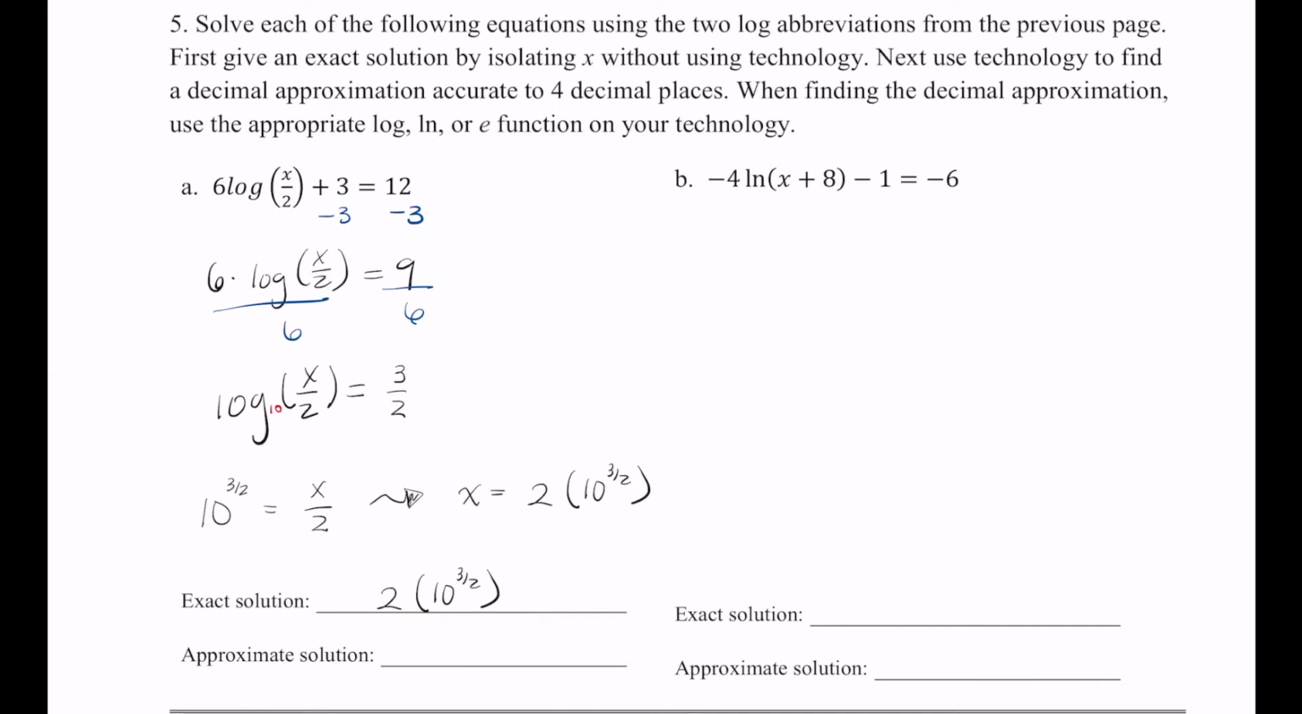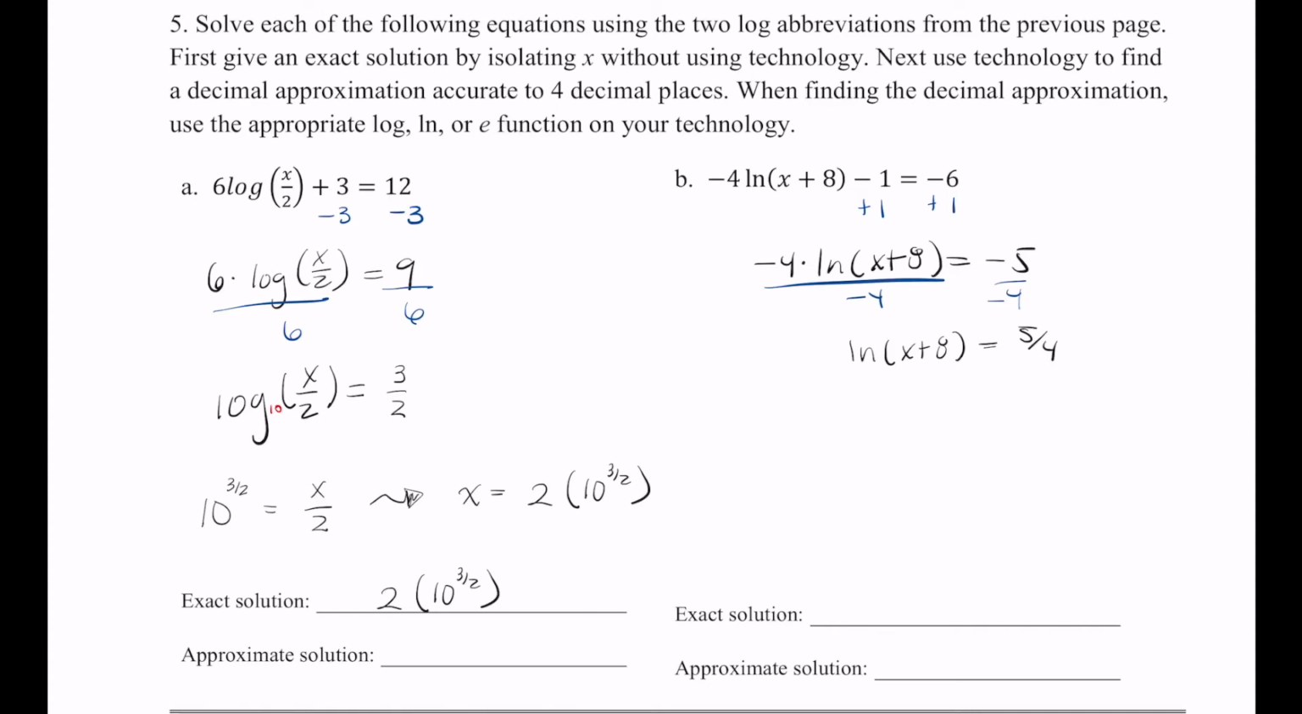Let's do the same thing for part B. Now for part B, let's start by adding a 1 to both sides, which yields -4 times ln of x plus 8 equals -5. And now dividing both sides by -4, we have ln of x plus 8, and I dropped a negative here, excuse me, equals 5/4. Now, again, remembering that this is the natural log, a base of e.